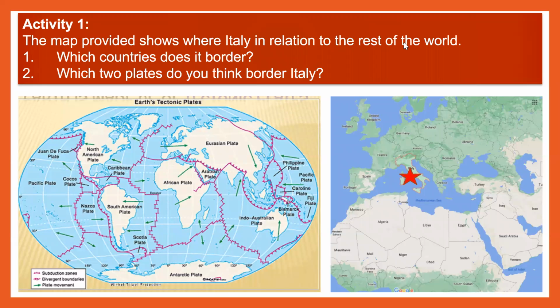Okay, so I'm going to go through some answers now. Question 1, which countries border Italy? The answer is France, Switzerland, Austria, and Slovenia. We can see those all bordering here. Which 2 plates do you think border Italy? I'm going to give you a couple more moments to check you've got that. Okay, so we can see Italy is there between the African and Eurasian plate. So well done if you could see that.